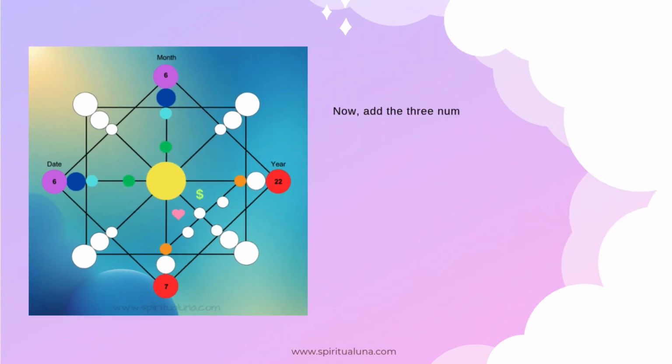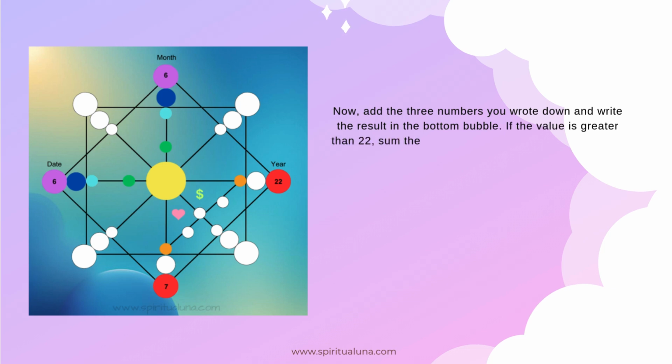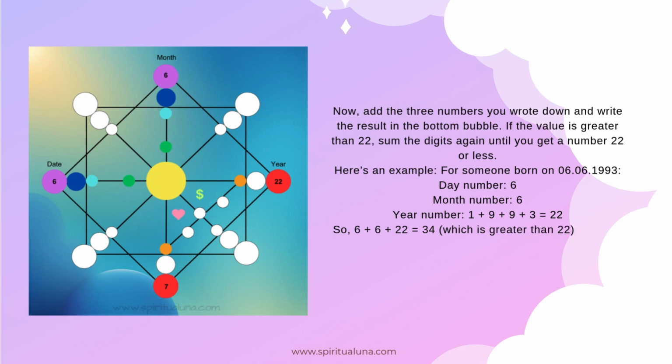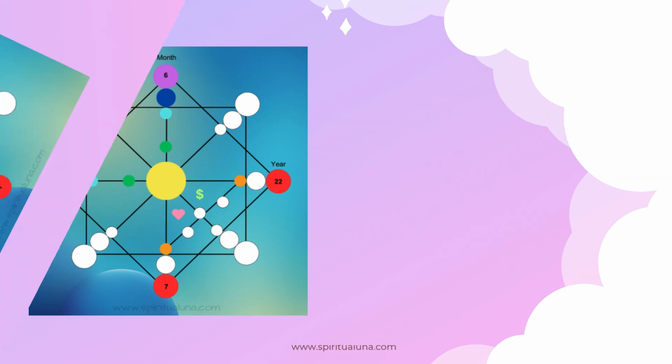Now, add the 3 numbers you wrote down and write the result in the bottom bubble. If the value is greater than 22, sum the digits again until you get a number 22 or less. Here's an example. For someone born on the 6th of June 1993, day number 6, month number 6, year number 1 plus 9 plus 9 plus 3 equals 22. So, 6 plus 6 plus 22 equals 34, which is greater than 22. Add the digits together. 3 plus 4 equals 7.